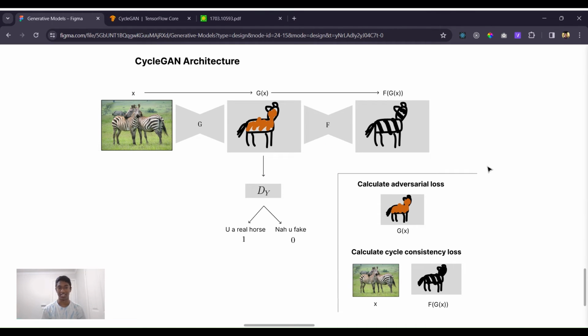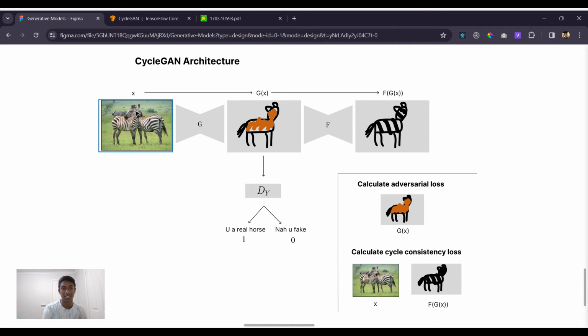Now that we have an understanding of the loss functions and how this CycleGAN is actually optimized, I think it's time to get into the architecture and see how this actually works. If you've been following up to this point and you understand the cycle consistency loss and the adversarial loss, and you've watched the previous video, this should be a breeze to get through.